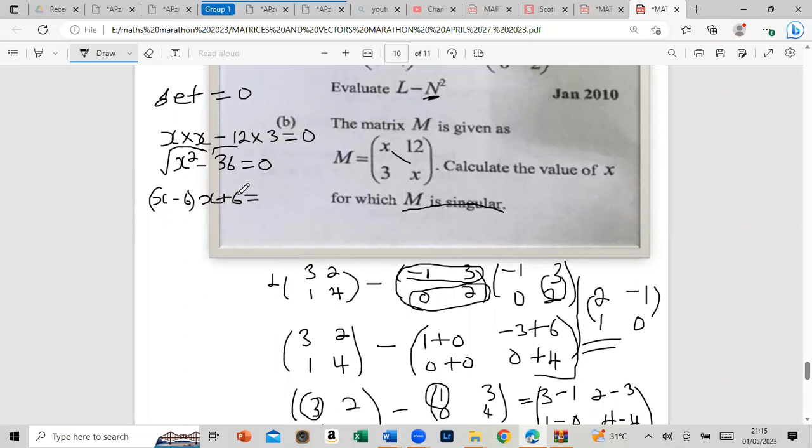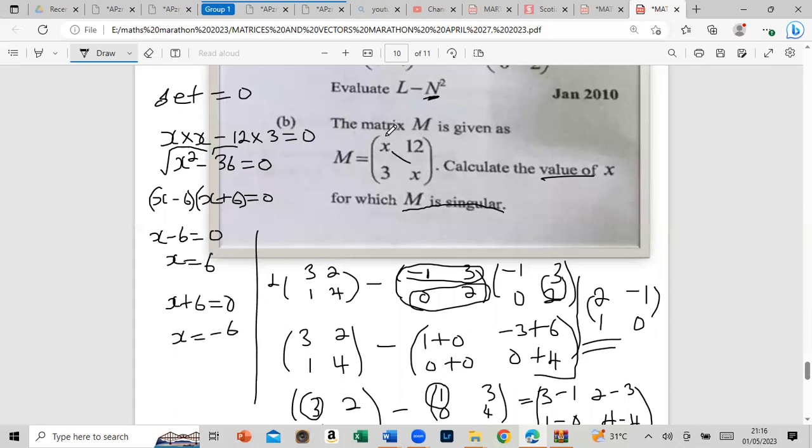Well, guess what? We get 2 values, guys. I don't know why the question said value. It said calculate the value of X for which M is singular, but it's actually 2 values. When X minus 6 equals 0, X equals positive 6. And also, when X plus 6 equals 0, X equals minus 6. So it's 2 values that can make it a singular matrix.